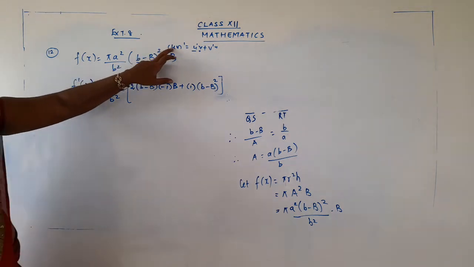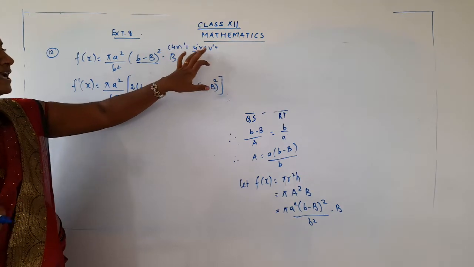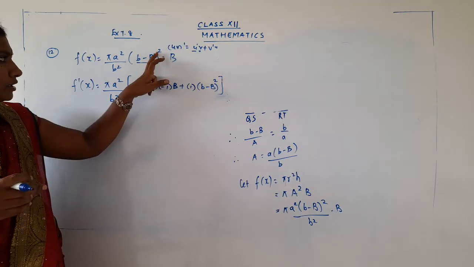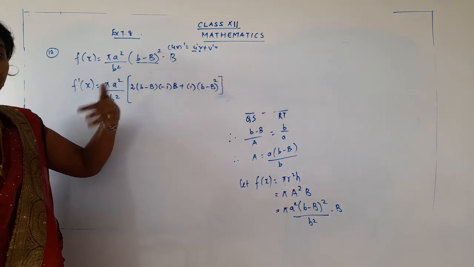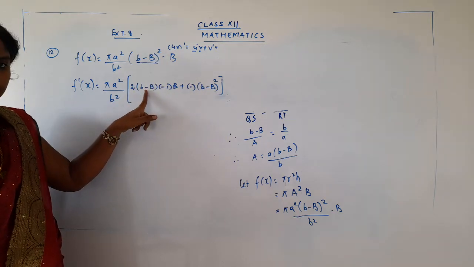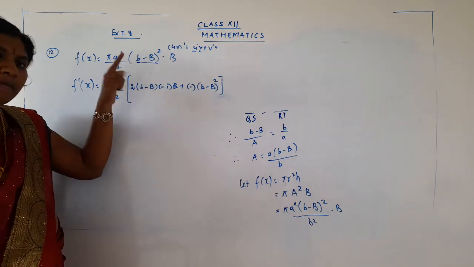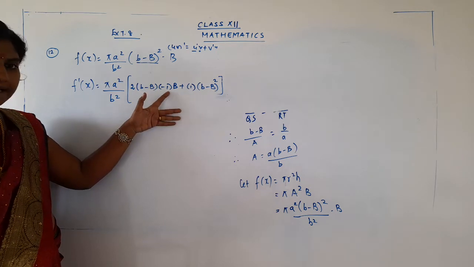So uv dash, that is u dash v plus v dash u. So u dash. So this is x square. X square, what do you get? 2x. So we have written down 2 into b minus b. And you have to take the derivative for minus b. So derivative for minus b is minus 1.